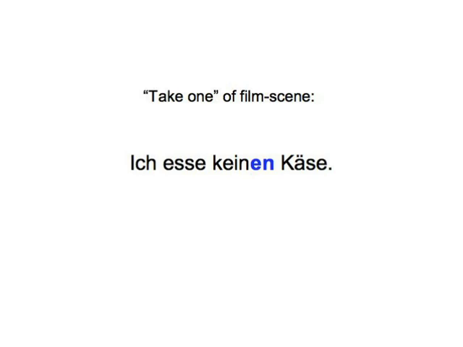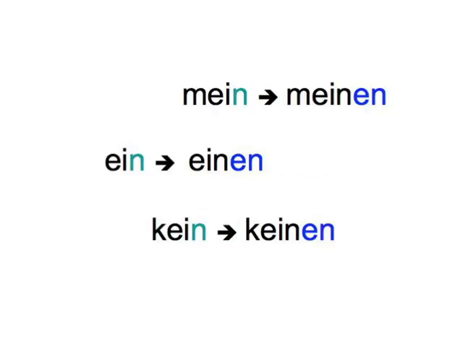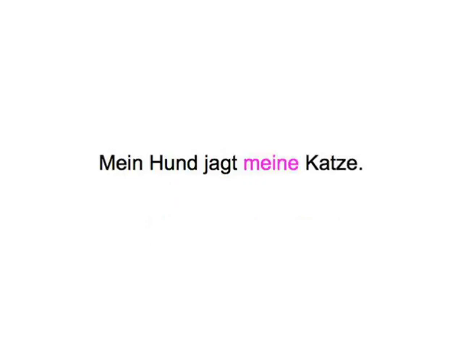As you can see, ein, mein, and kein already have an N at the end, so they now get an EN ending to make the ending pronounceable. You can't say ein or mein. You have to say einen, meinen, so that it doesn't sound like a stutter. If the person or thing on the receiving end of the action is a feminine or neuter noun, the article doesn't change. So you say, mein Hund jagt meine Katze, or der Vater küsst sein Kind.